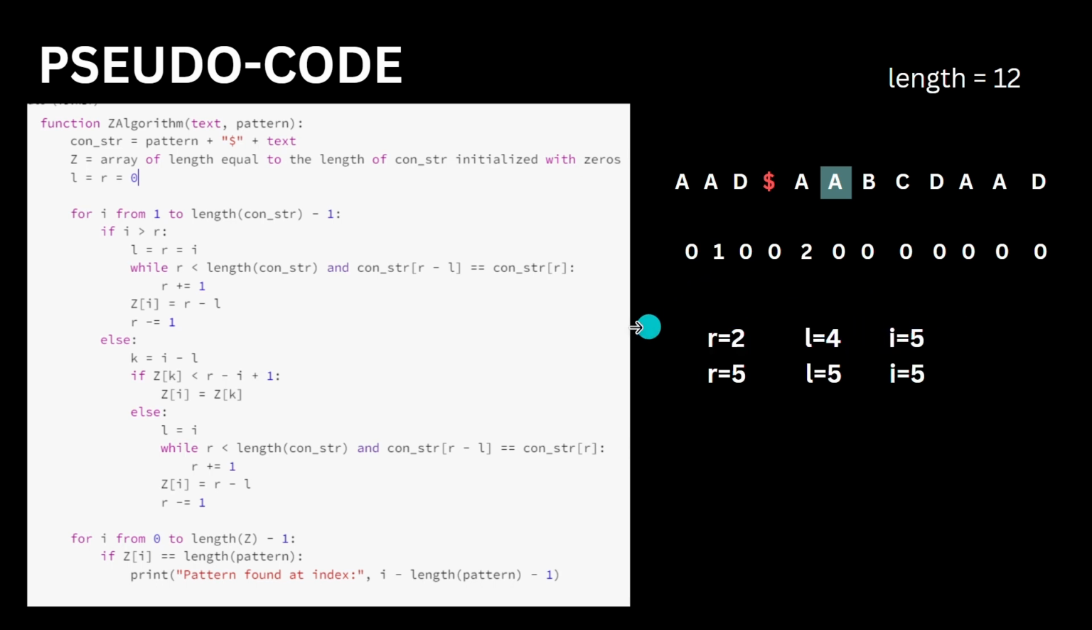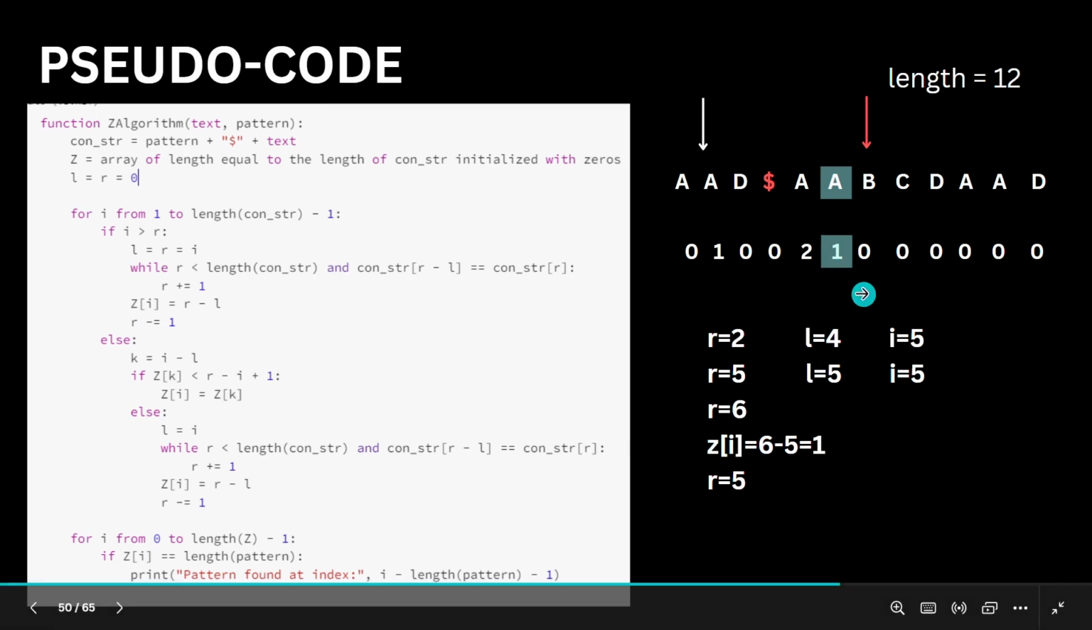L is equal to R is equal to I, so L is equal to 5, R is equal to 5, and I is equal to 5. Now if we iterate through the while loop, we'll be checking that index and the first index, they both are equal, and the next two indices are not equal, so we'll come out of the loop. Z of I is equal to 6 minus 5, which is equal to 1, and value of R is decremented, so R value is 5.